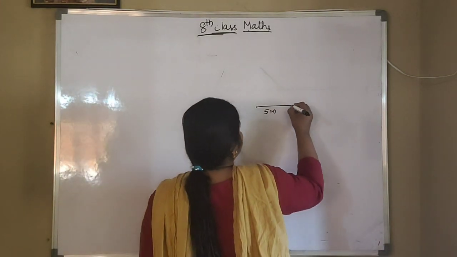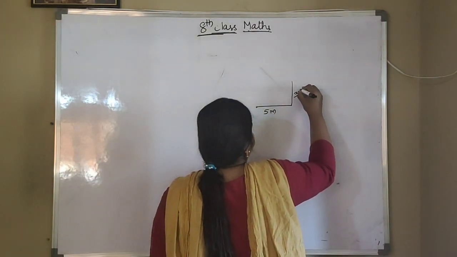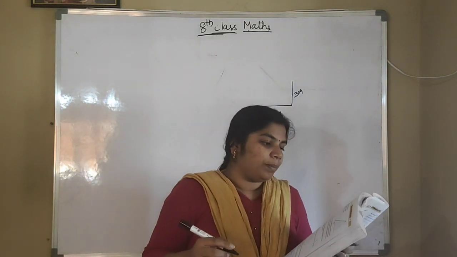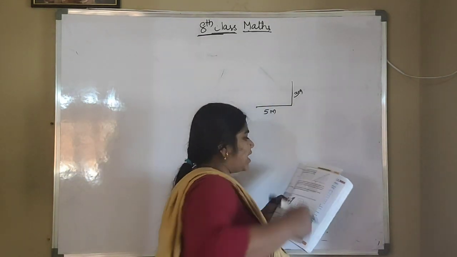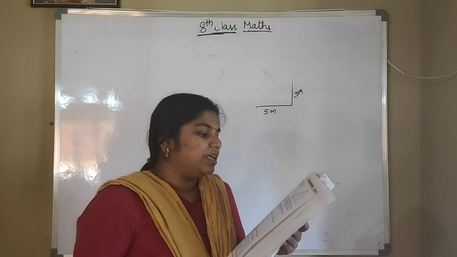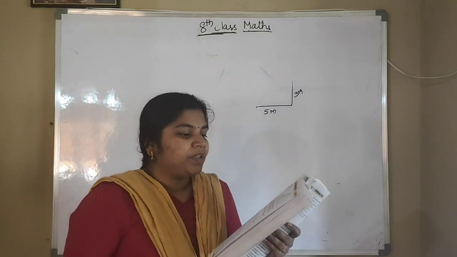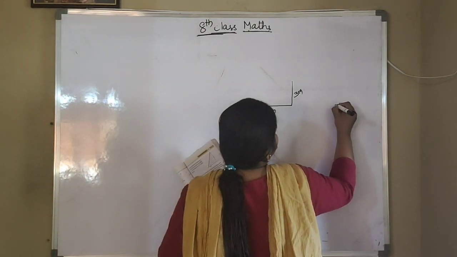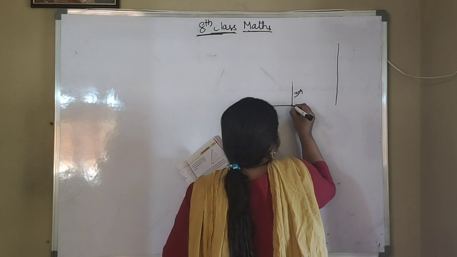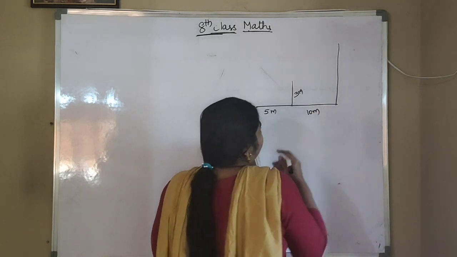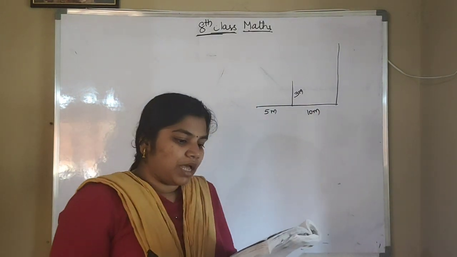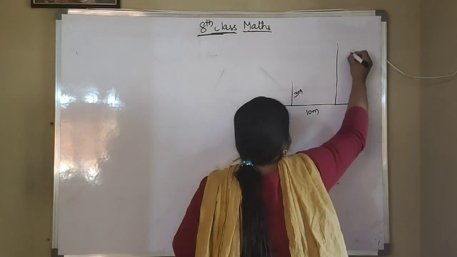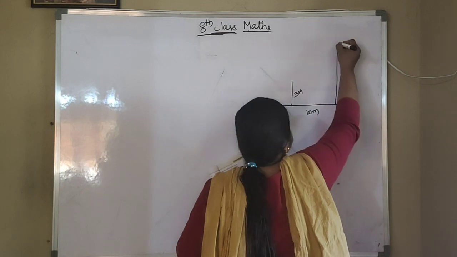Here one vertical pole is there, with a height of 3 meters. Sudha observed a building at the back of the pillar. The tip of the pillar is in line with the top of the building. Suppose here the building is there. The distance from here to here is how much? 10 meters. And estimate the height of the building. You have to find this height of the building.